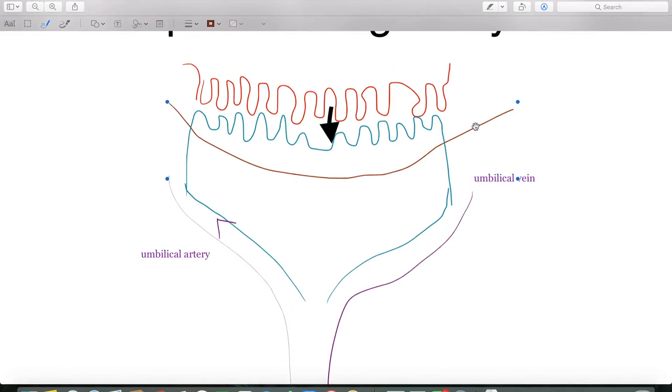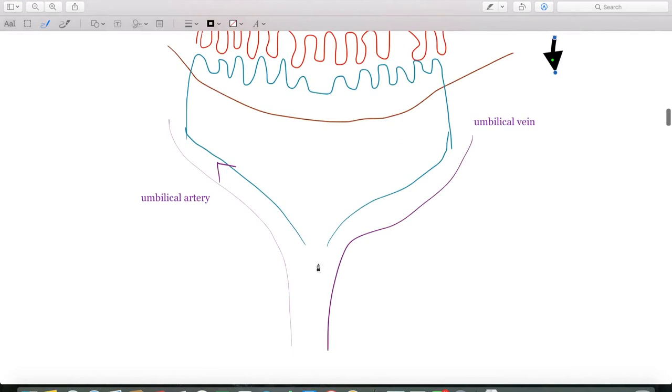Inside the placenta there is a large network of blood capillaries belonging to the fetus and the mother, and both the blood capillaries of the fetus and the mother will not be mixing. There is a barrier created in between the mother's and the fetus's blood capillaries. So this is the umbilical cord.